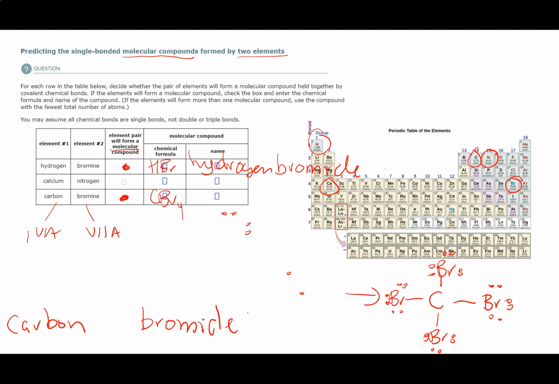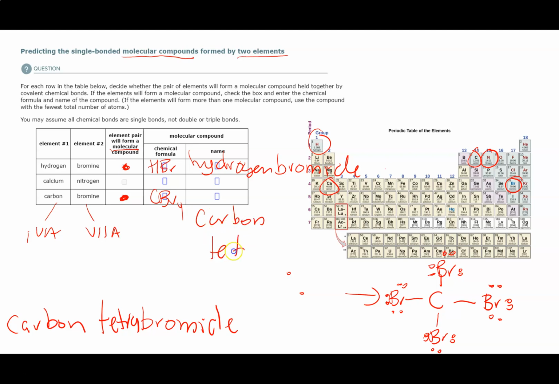And then we apply Greek prefixes with a couple of rules. The one is that we don't need to give mono for the first atom. So we don't need to say monocarbon. It's understood that there's one. For the bromide, we're going to give the prefix for 4, which is tetra. So this is going to be carbon tetrabromide.